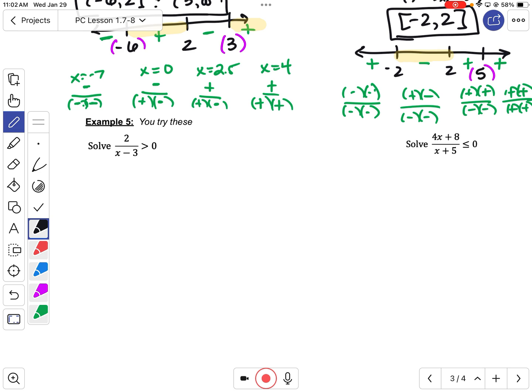What if you plug in zero? No, you have to pick a number less than 3. So it'd be 2, and 2 minus 3 would be negative. And then 4 minus 3 is positive.